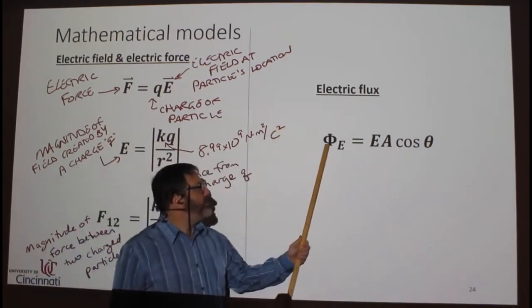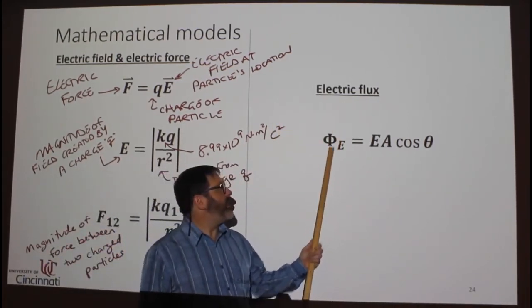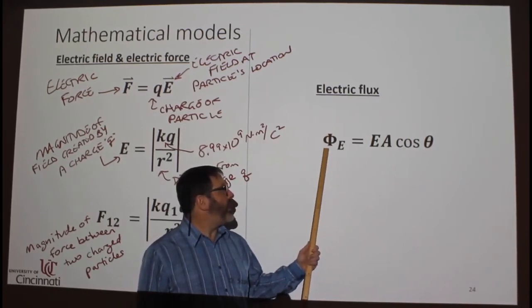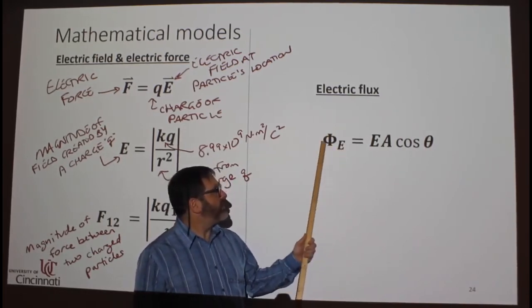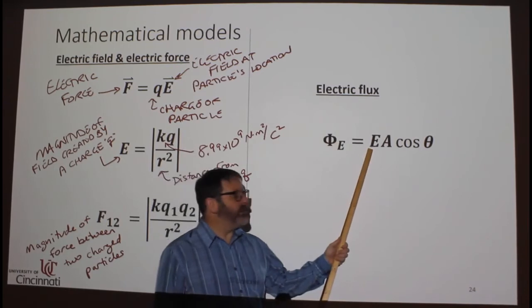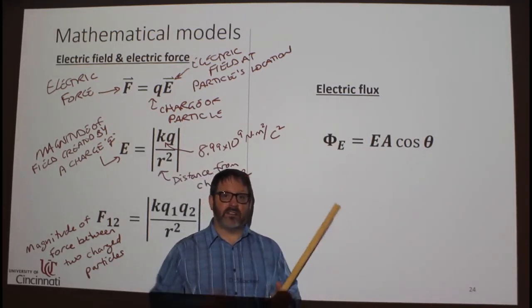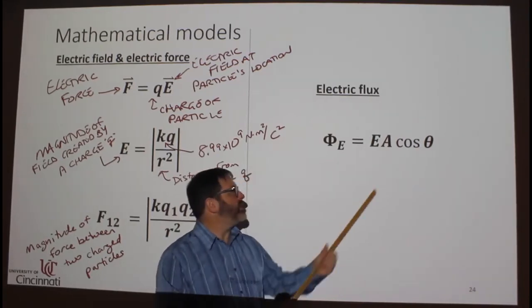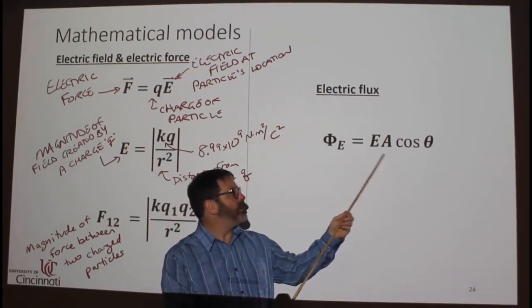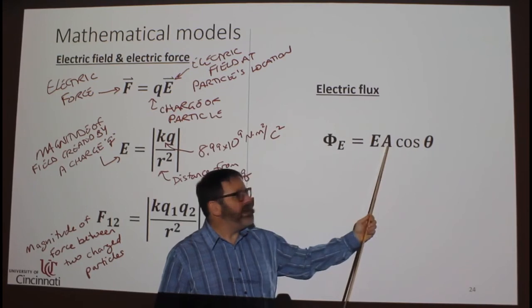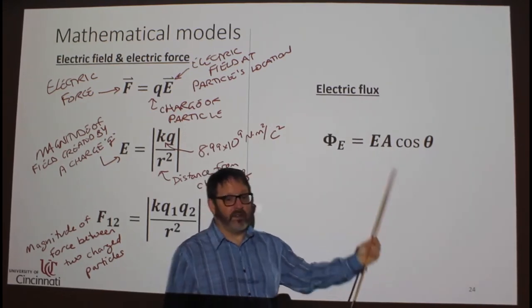Electric flux. This is given by the symbol phi. This is a capital Greek letter phi sub E. So electric flux is electric field, E, times the area. Remember, flux is the electric field passing through a surface. So the area of that surface times the cosine of the angle between the area and the electric field.